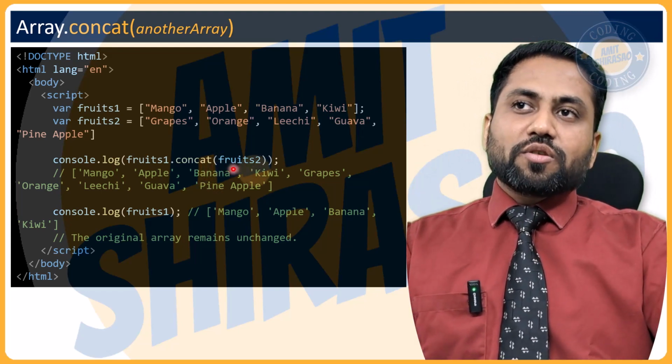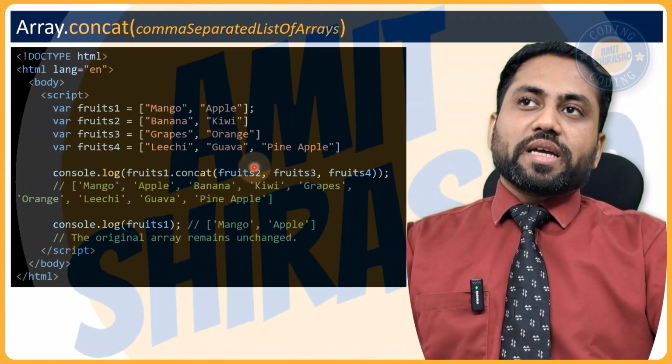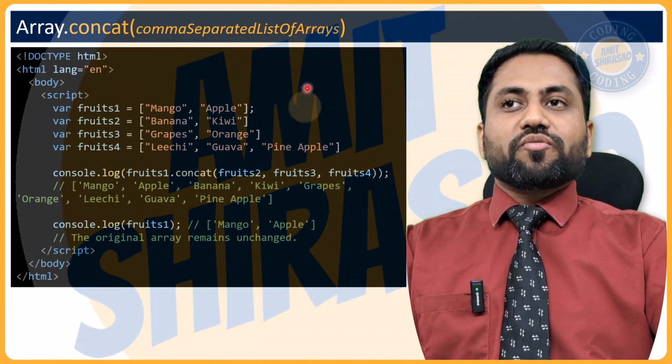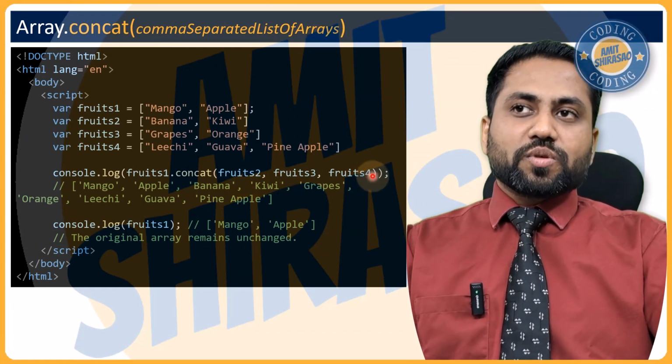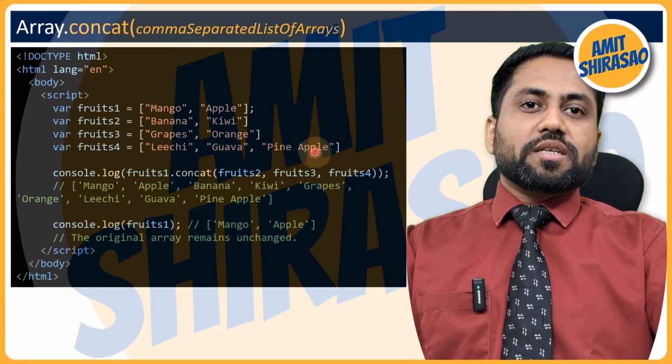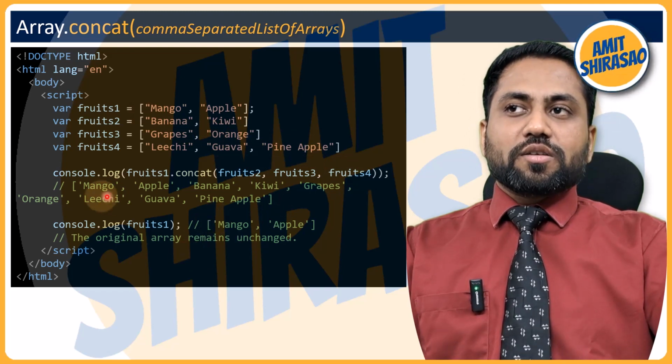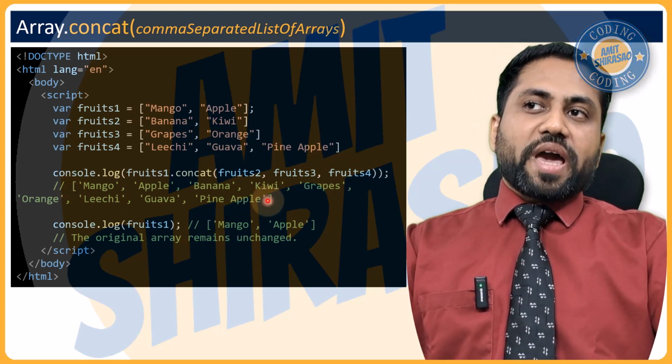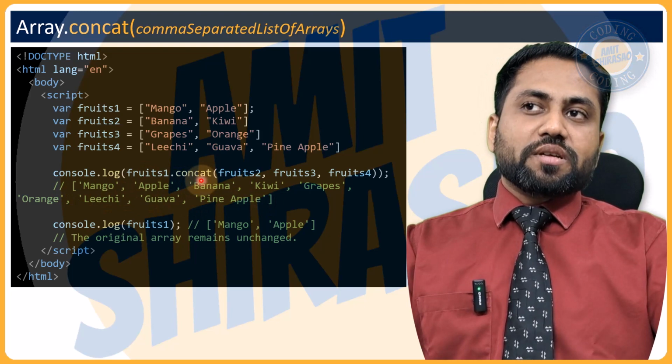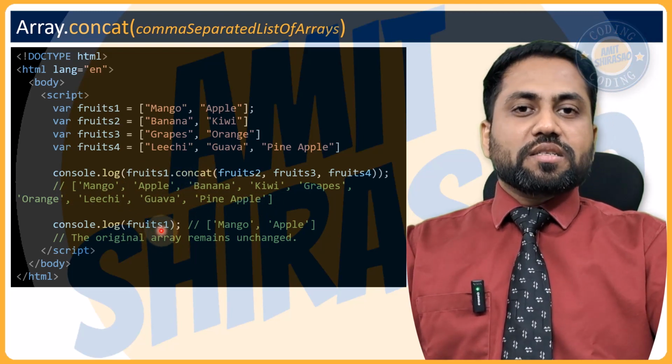Okay, now instead of giving an array over here, I can give a comma separated list of arrays. Okay, I can give multiple arrays over here, so all of them will get concatenated, and you will get a bigger array out of this .concat method, but the original array stays the same.